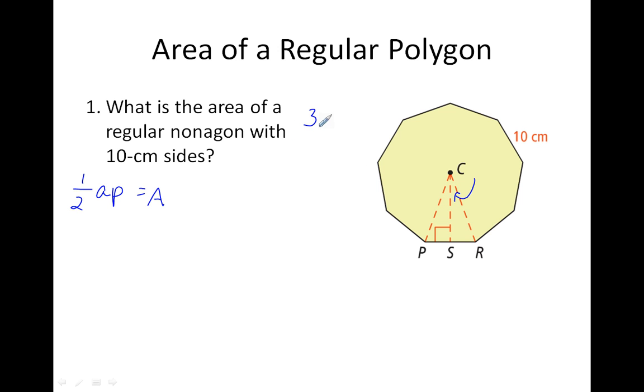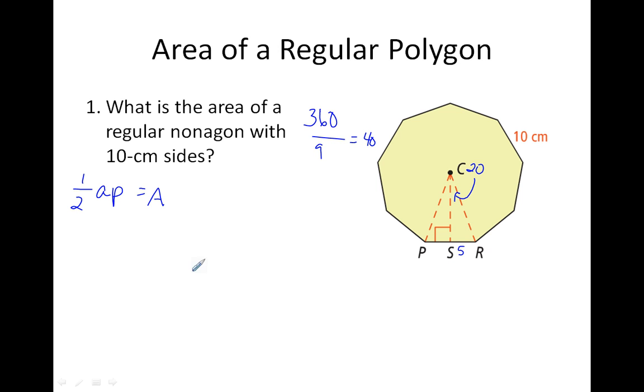I start by finding the measure of angle PCR by doing 360 divided by 9, since there are 9 sides. When I do that, I get a measure of 40. This angle is half of that, so that means that angle is 20 degrees. Now, one of the things that we can use to help us find this apothem is this length right here. It's half of the side length, so that distance is 5. I'm looking for the apothem, which is my adjacent side.